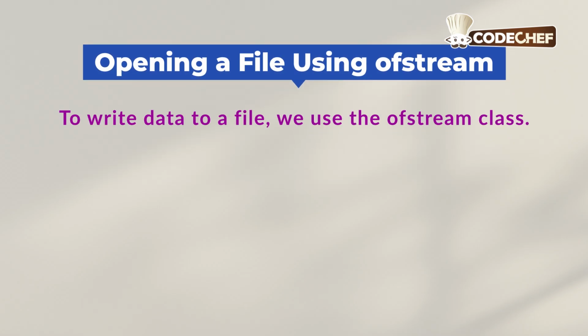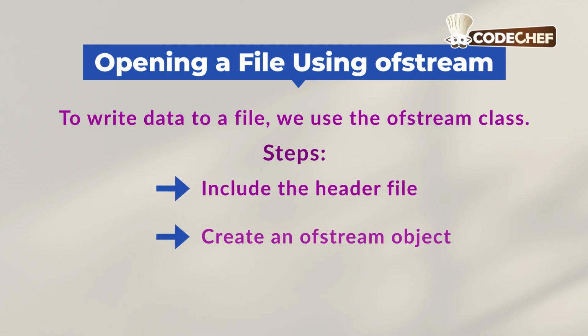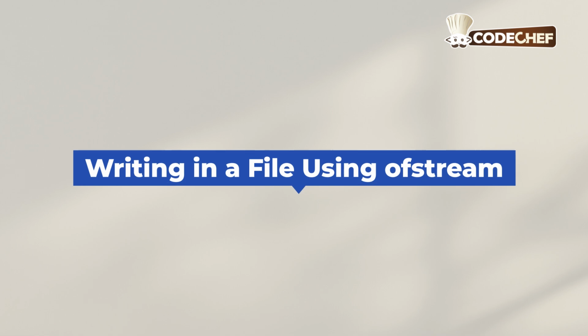To write data to a file, we use the ofstream class. Steps include: first, include the header file. Second, create an ofstream object. And third, open the file. So we will see how to open a file using ofstream after learning about how to write a file using ofstream. So both the operations will be performed together. Writing in a file using ofstream.